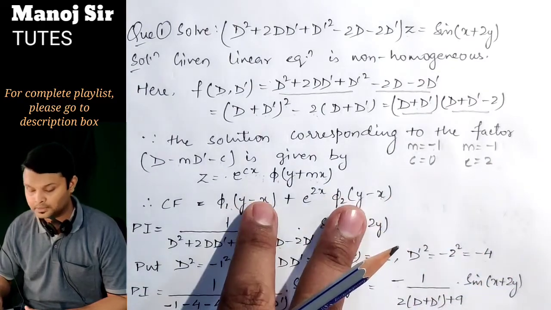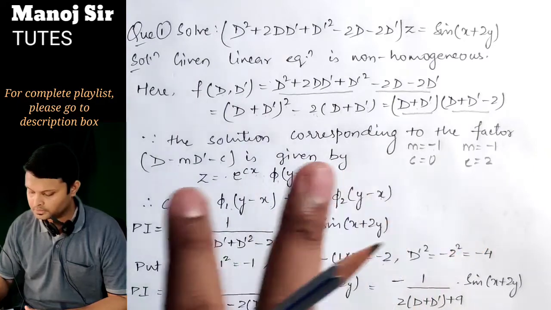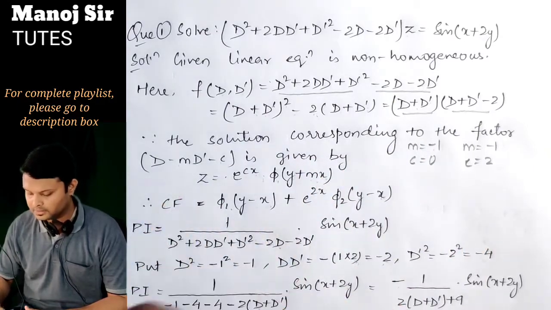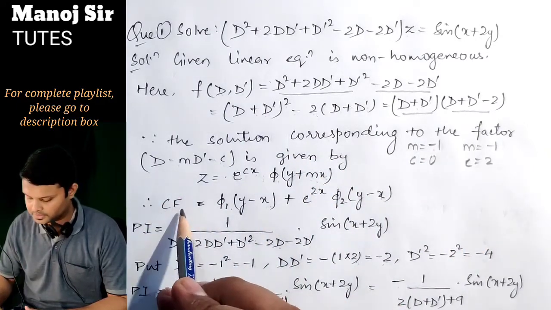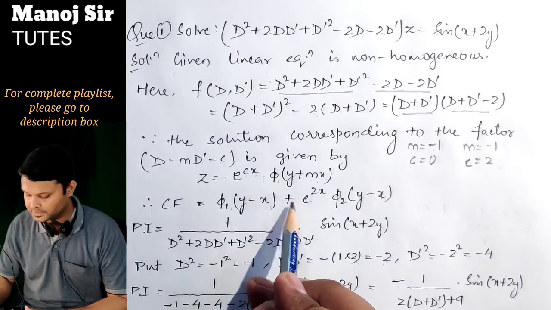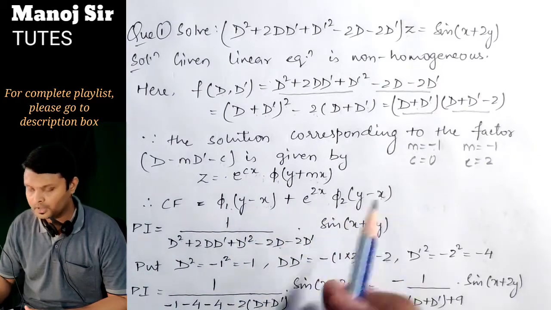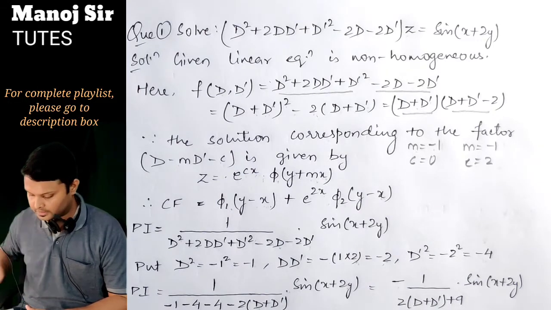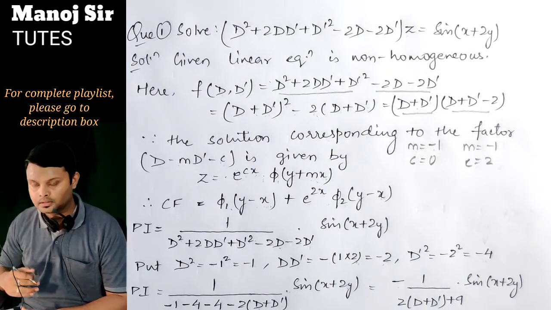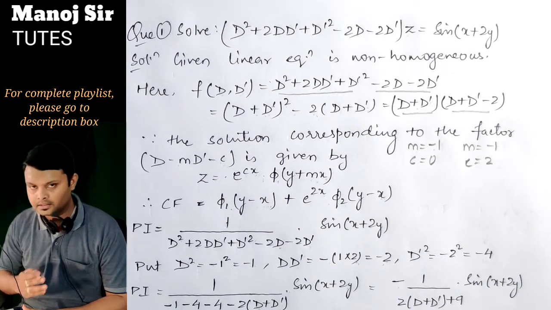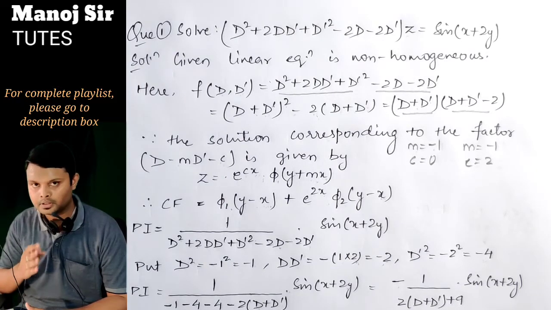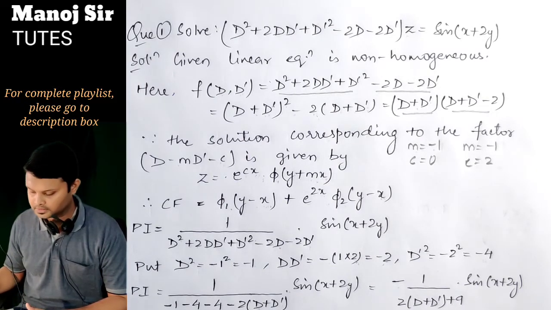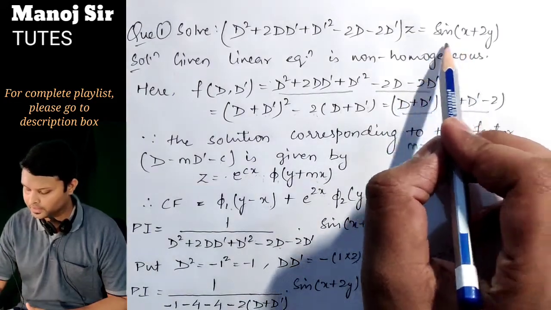So simply add the solutions corresponding to both factors. You will get the final complementary function, that is CF equals phi 1 of y minus x plus e to power 2x into phi 2 of y minus x. Now we'll try to find the particular integral, and the technique to find the PI is the same as we have solved from video number 19 to 26. Here the function of x and y is what?